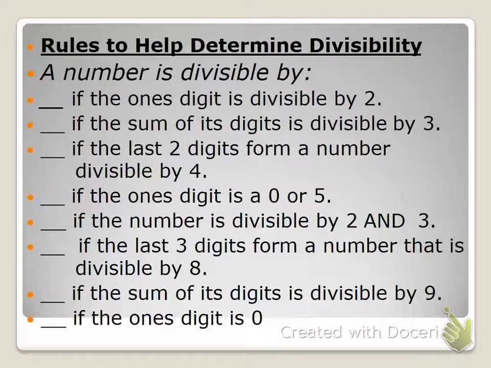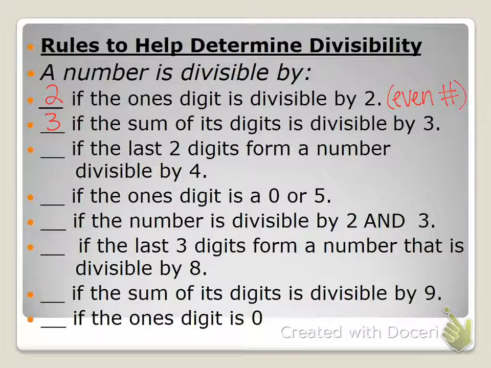A number is divisible by 2 if the ones digit is divisible by 2, or if it's an even number. If it's an even number, it'll be divisible by 2. Here's one of the ones they mentioned in that little video. It's divisible by 3 if the sum of the digits is divisible by 3. So for the example he was using, he was adding up the numbers 1 through 5. 1, 2, 3, 4, 5 equals 15. 15 is divisible by 3. That's what he was talking about in the video.